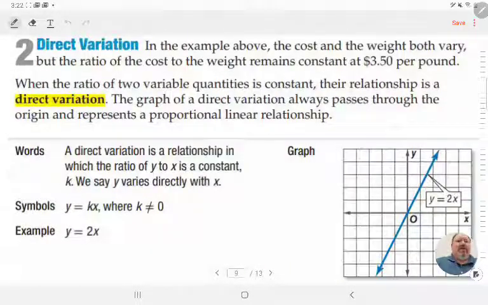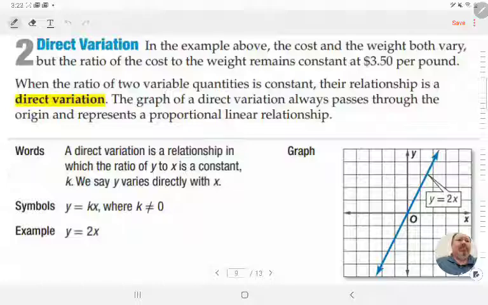All right. So now we're going to talk about direct variation. In the example above, the cost and weight both vary, but the ratio of the cost to the weight remains constant at $3.50 per pound. When the ratio of two variable quantities is constant, the relationship is a direct variation. The graph of the direct variation always passes through the origin and represents a proportional linear relationship.